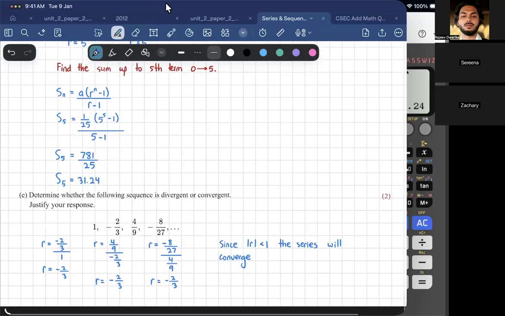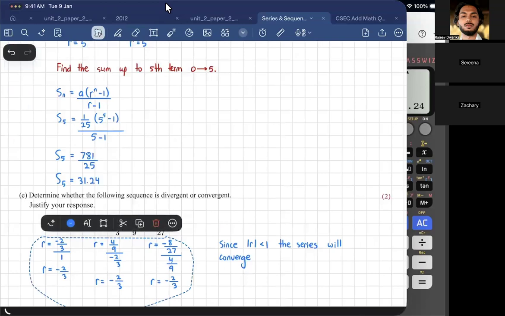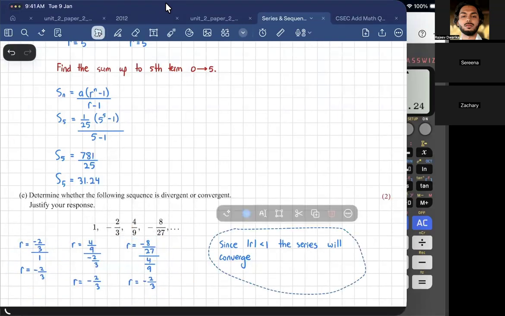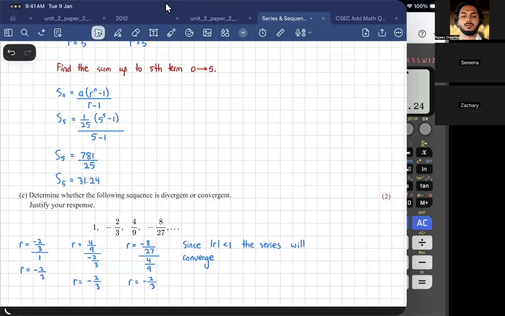And if you want to be very thorough in your answer, you could also state what it converges to. Could one of you tell me how I'd figure out what it converges to? Zachary or Serena, how would I know what value my series converges to? I would need to find what? So would you need to use the S to infinity formula? Yes, Zachary, did you think about that? You'd have to find the sum to infinity formula. Yes, sir. Okay, good.